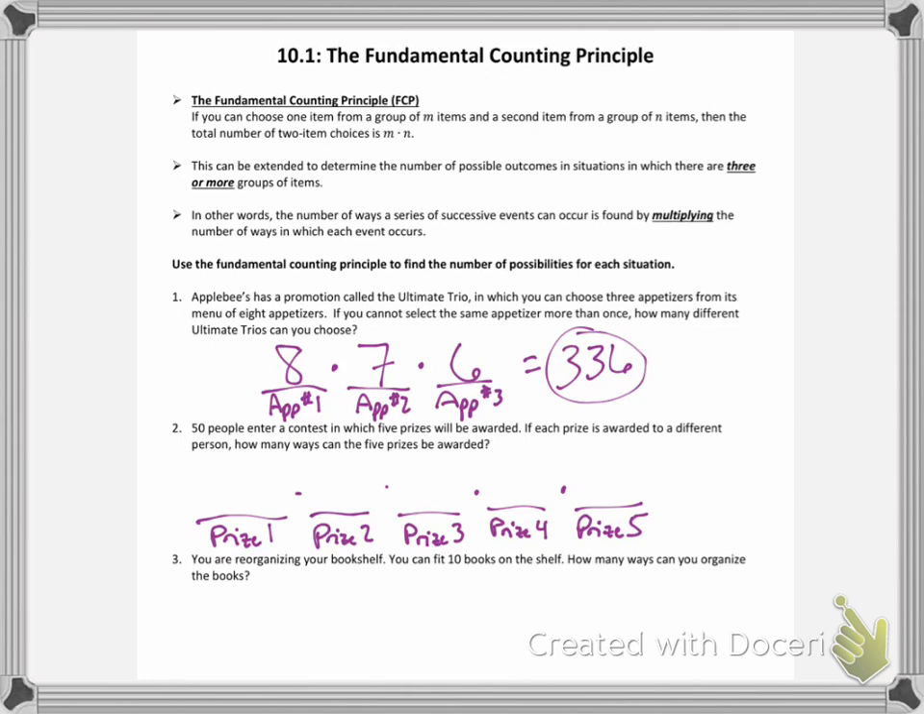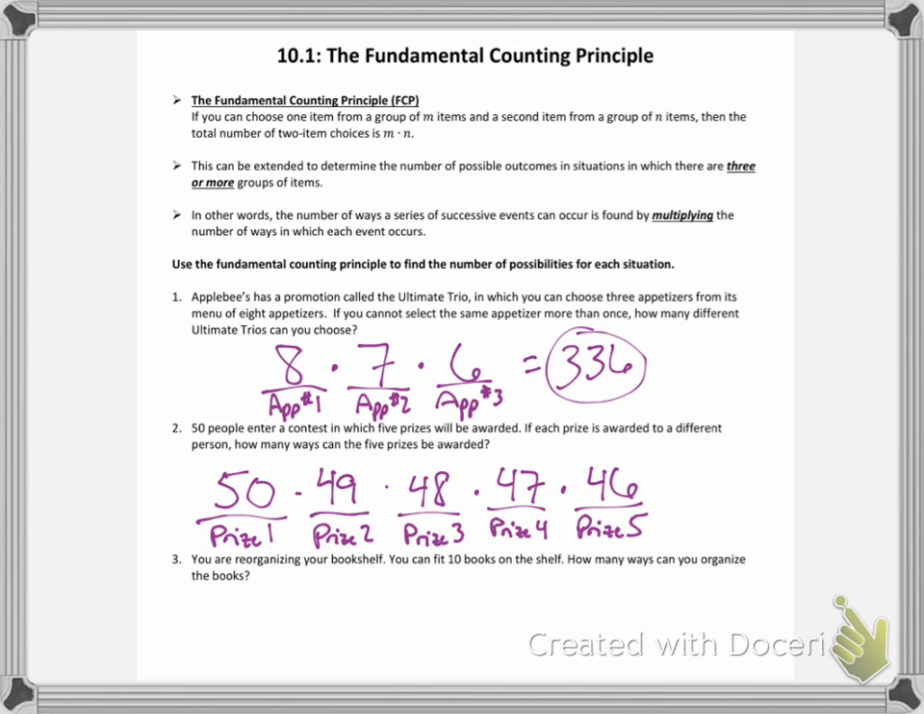Now, basically, how many people can win it? If I have the first prize, there are 50 people in the contest, so 50 different people could possibly win the first prize. Now, again, different people are going to win these prizes. So for the second prize, I'd have 49 people with a shot at it. Third prize, 48. Fourth prize, 47. And fifth prize, 46. So I'd multiply all these numbers together.